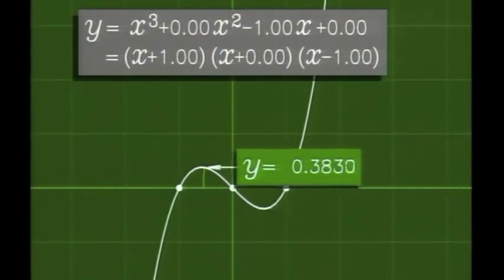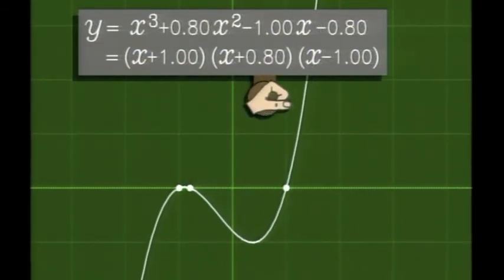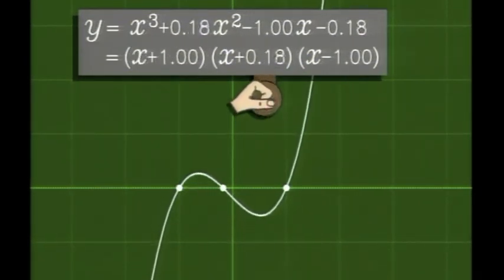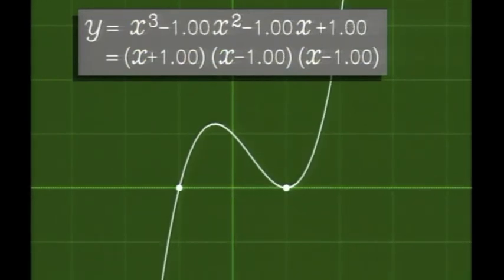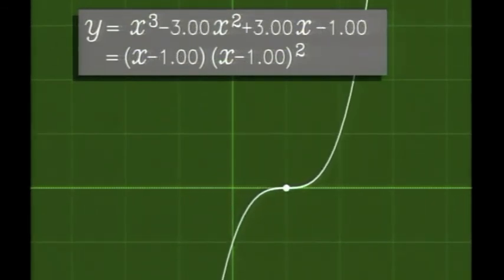Somewhere between the left 2 zeros, the curve has a turning point or a peak called a local maximum. And there is another turning point or a valley between the right 2 zeros called a local minimum. Now let's see what happens when these two zeros are made to coincide. Or when these two coincide. A more dramatic change takes place when all three zeros coincide. The peak and valley come together at a point of inflection.